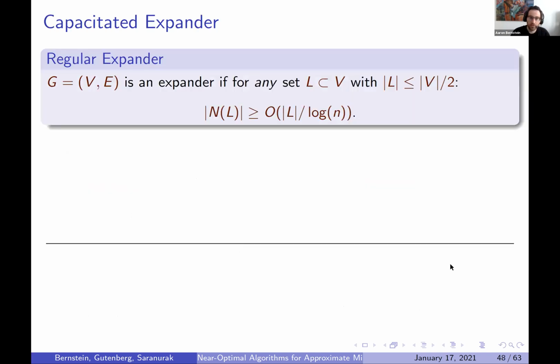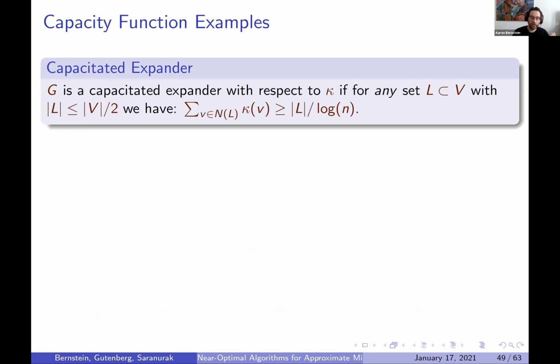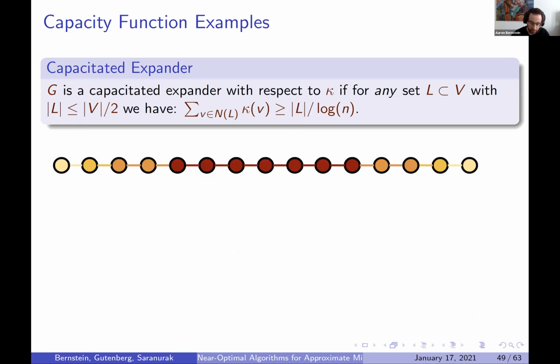Okay, so to this end, we define what's called a capacitated expander. A regular expander, we said, is if you take any set, then its neighborhood is big with respect to that set.